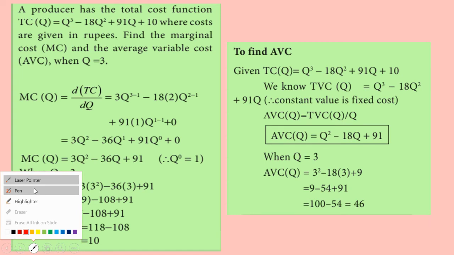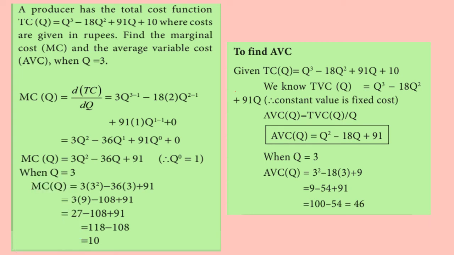One minute, let me take the pen. So what is TC? We have already learned this in our fourth chapter. TC is equal to total fixed cost plus total variable cost.